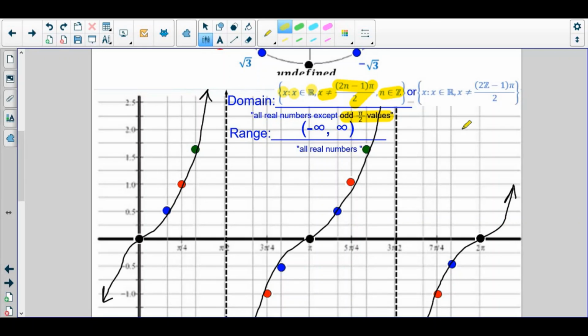You can actually simplify this a little bit by simply putting z there, and this is traditionally what you see: someone will just combine those two and say x, such that x is a real number, but x is not equal to odd integer values of pi over 2. And I know that looks complicated, but if you would rather just write it out and say all real numbers except odd pi over 2 values, that would be a great start, and then you can try to piece this together one piece at a time.